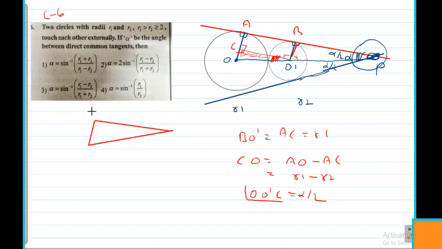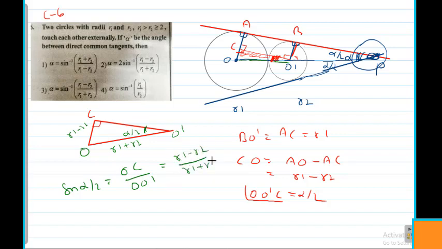This is a right triangle. I want to label this. This is C, 90 degrees. This is O. This is O dash. So OO dash is nothing but R1 plus R2. Observe, this is R1 and this is R2. R1 plus R2. So OC means what? R1 minus R2. What is this angle? Alpha by 2. Just apply sine. Sin alpha by 2 equals the opposite side, OC, over the hypotenuse, OO dash. That is nothing but R1 minus R2 by R1 plus R2. This is sin alpha by 2.